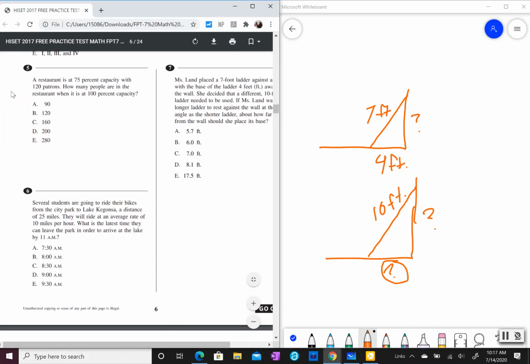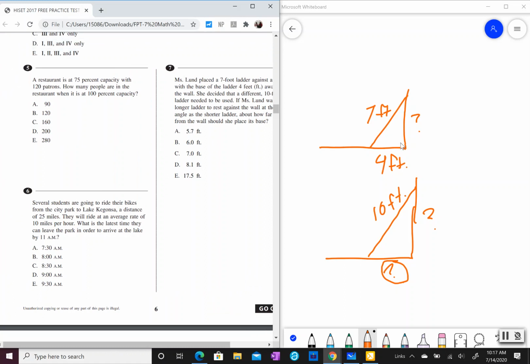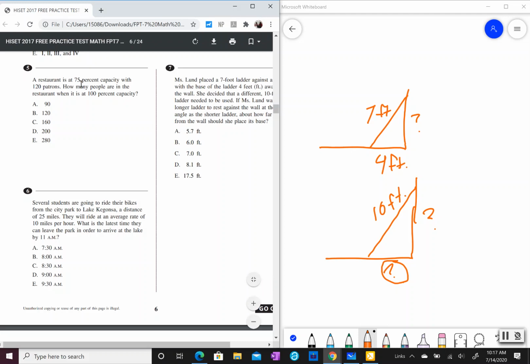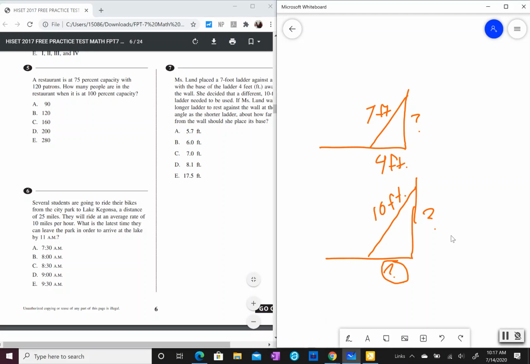The same goes for when you're doing other types of problems. This is a geometry problem where there's very definitely a picture involved, but even if you're doing, let's say, problem number 5, where it says a restaurant is at 75% capacity with 120 patrons, how many people are in the restaurant when it's at 100% capacity?